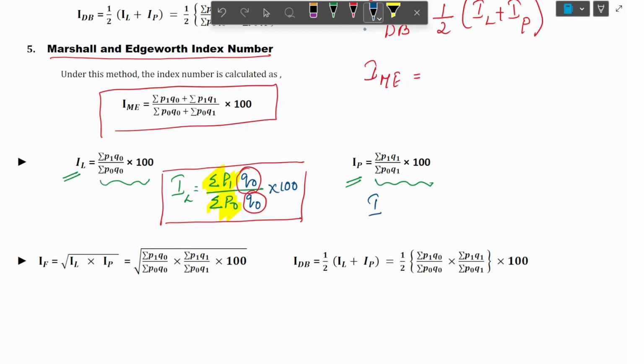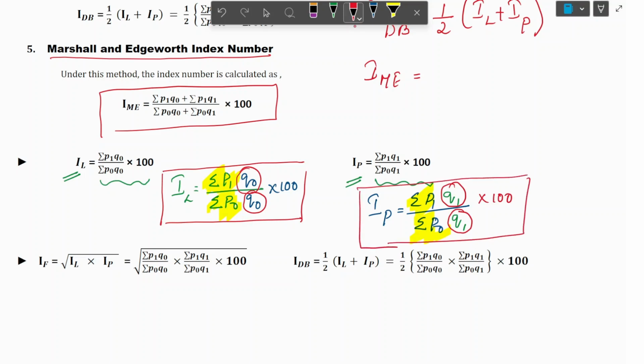That is IP, equal to sigma P1 in the numerator and sigma P0 in the denominator, the same as before. And we are going to multiply with Q1, the quantity in the current year. That is the difference. This part is the same as your IL, and we are multiplying with Q1 in the numerator and Q1 in the denominator, into 100. This way, remember this formula for IL and IP.